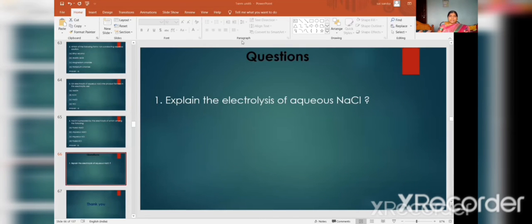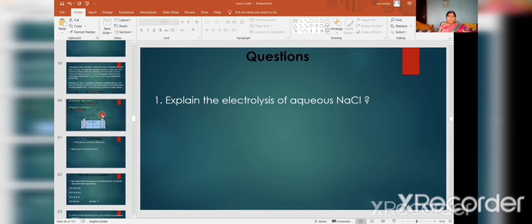In preference to the sodium ion, H+ will undergo reduction and forms hydrogen gas at the cathode. Similarly, the Cl- ion will undergo oxidation and forms chlorine gas at the anode. Like that you have to describe, and the remaining ions present in the solution, that is Na+ and OH- ions, will combine and form sodium hydroxide as a byproduct.